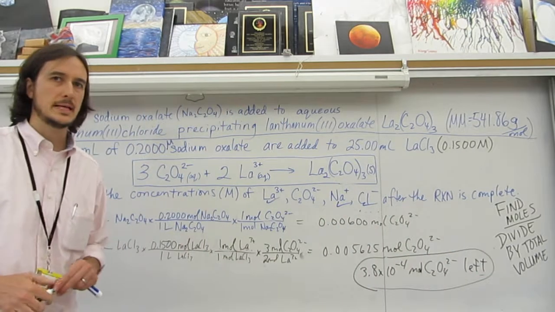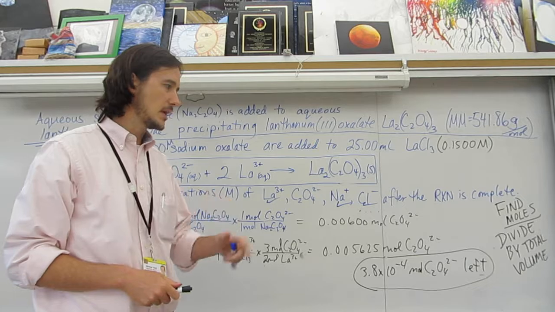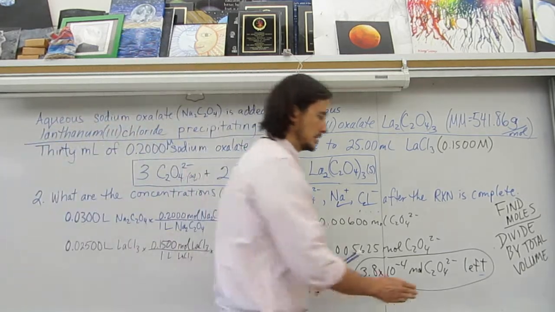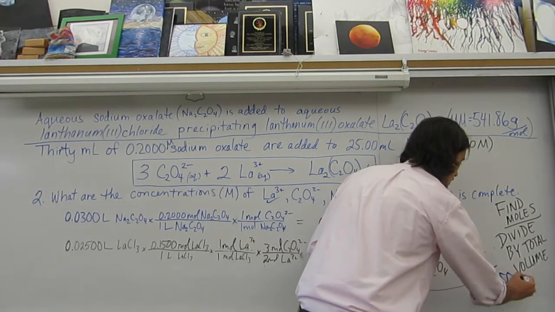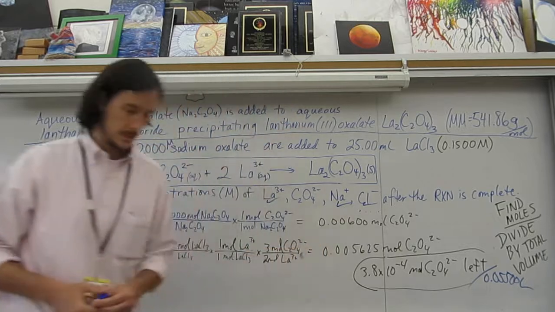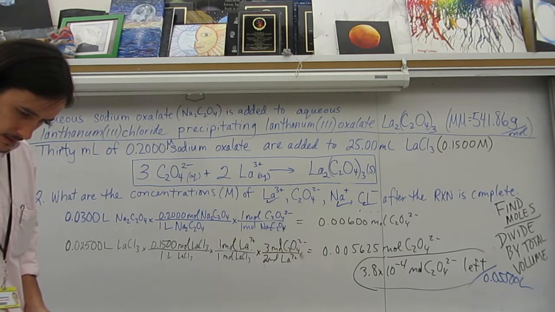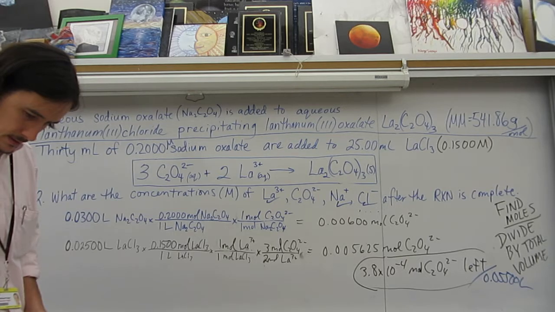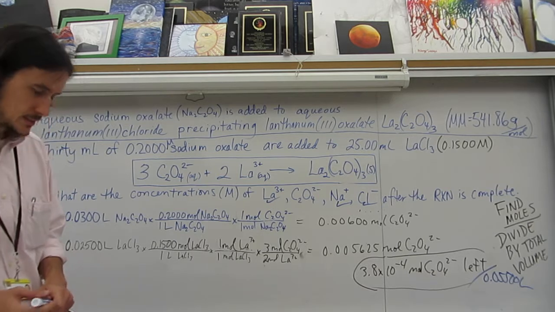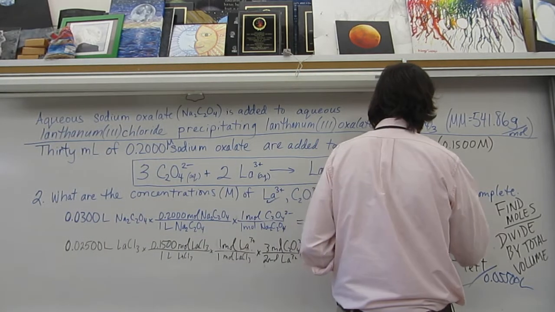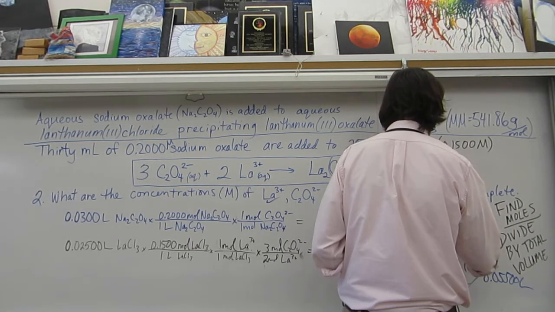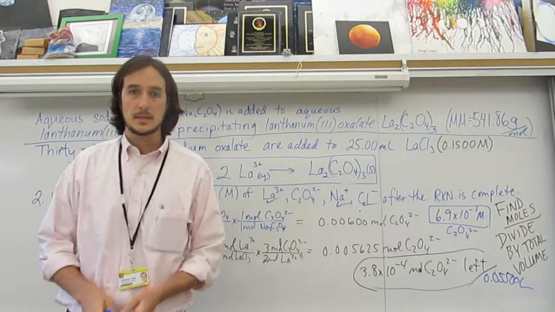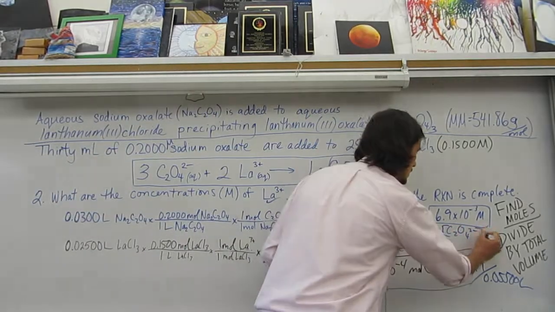Which is not the answer. To get the answer, I need to divide by the volume of the solution, which is still 55 milliliters. So divide that. Six point nine times 10 to the negative third. That's the concentration of oxalate.